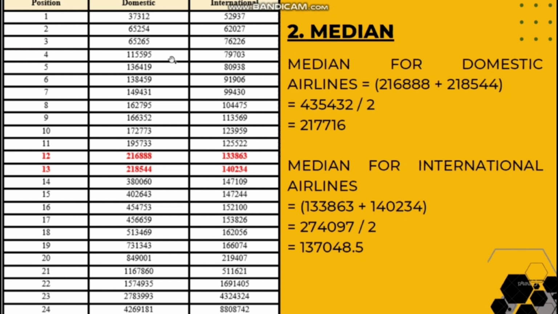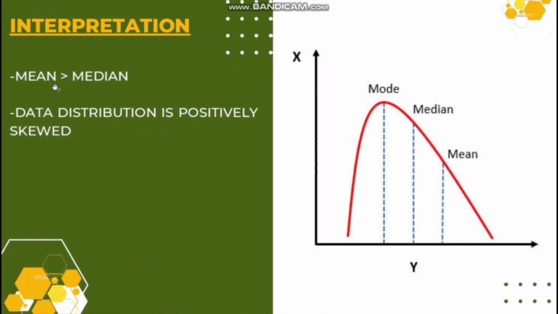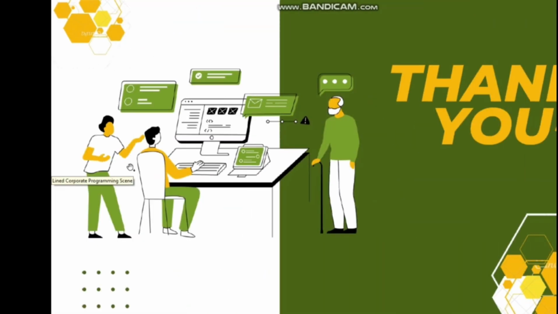Second, the median. To calculate, we arrange the data in ascending order. The sample size of the data is even, so we sum up the two middle values and divide by 2. For the domestic airlines, we got a median of 217,716, and for the international airlines, we got a median of 137,048.5. In conclusion, since the mean for both datasets is larger than the median, we can say that the data distribution is positively skewed for both.